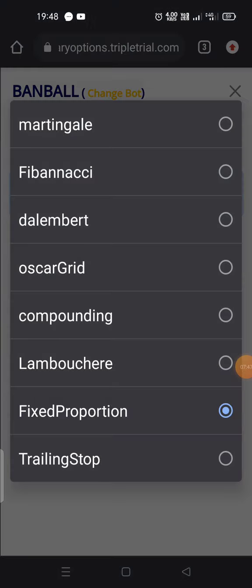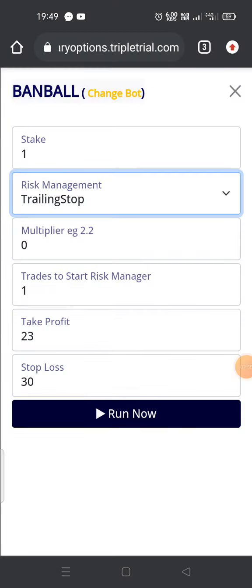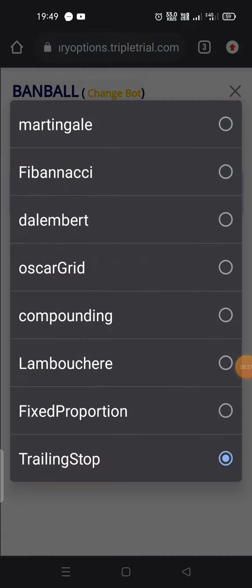Okay, we have trailing. Trailing stops that uses Fibonacci. It changes your stop loss. For example, here we have a stop loss of 30. Now if you continue winning, your stop loss will be coming up, will be lessening. So for example, it starts at 30, comes to 20, comes to 10. This strategy is used to cut losses. So if you continue winning, it just reduces your stop loss, so that if you start with a winning streak and then the losing comes, you will not lose much. Okay, that's trailing stops.